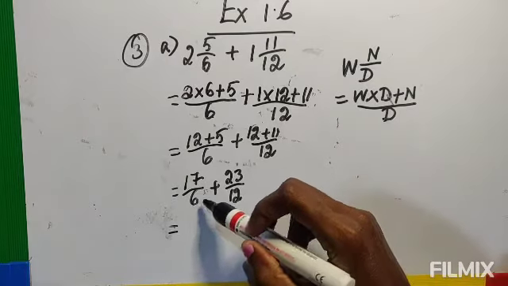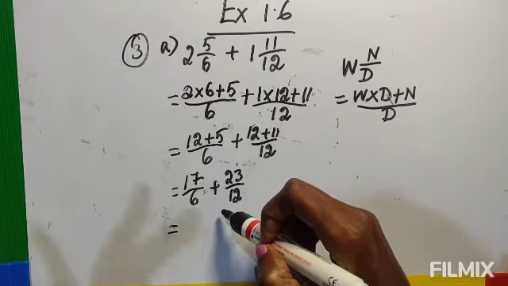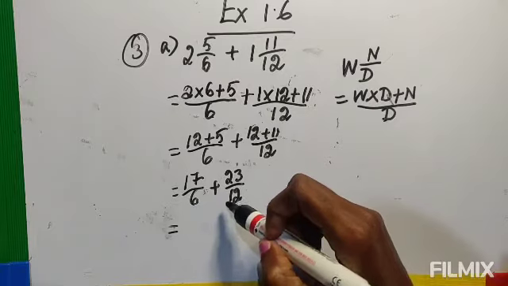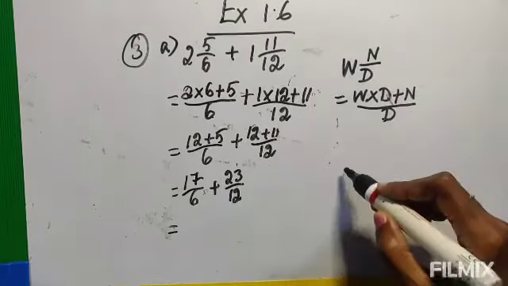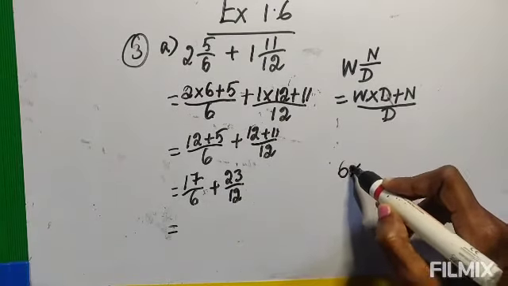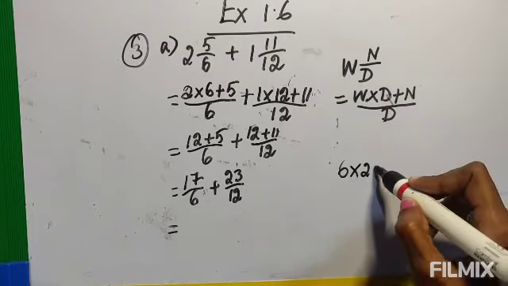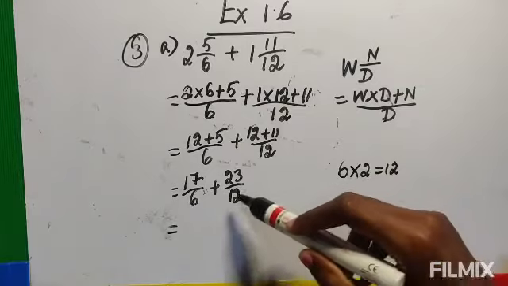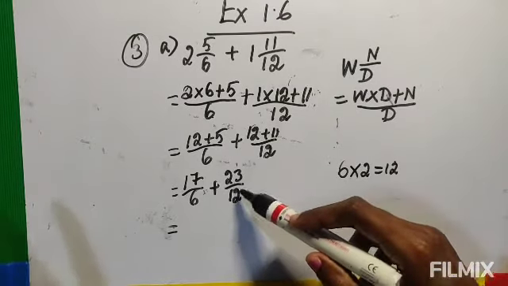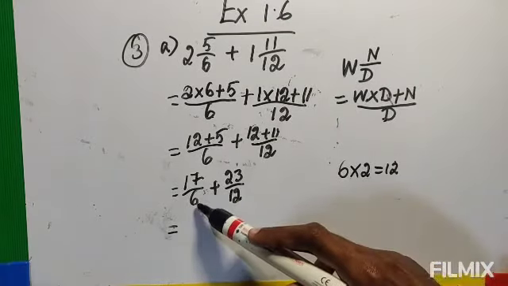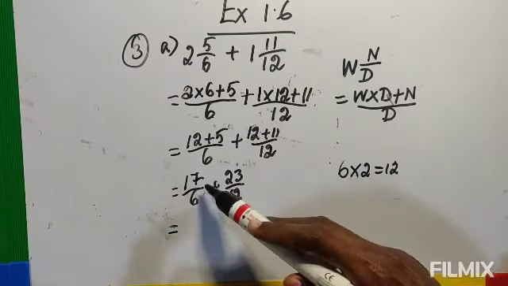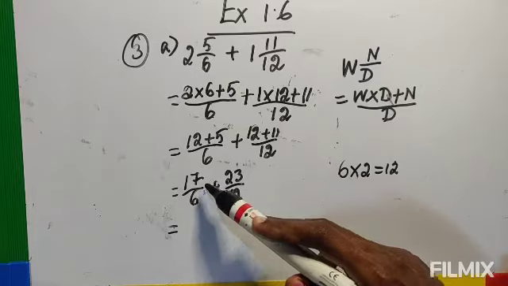That means how many 6s are 12? 6 twos are 12. So if you multiply 6 by 2, then 6 can become 12. Since 6 will become 12, and this one is already 12, you don't need to change this one. Only changing this one is enough. When you multiply the denominator, you have to multiply the numerator also.